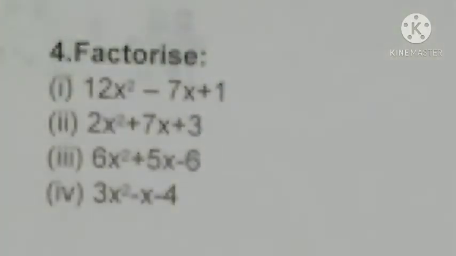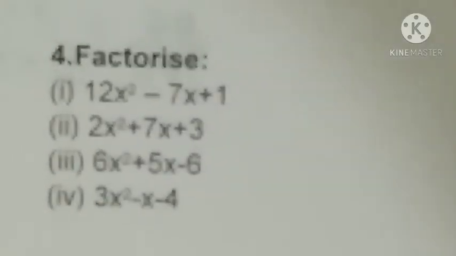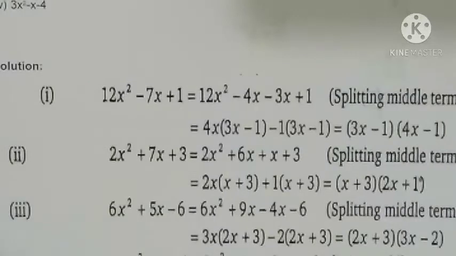Now next question, factorize. What is the first question? 12x square minus 7x plus 1. Second question, 2x square plus 7x plus 3. Third question, 6x square plus 5x minus 6. Fourth question, 3x square minus x minus 4. Solution for the fourth question.